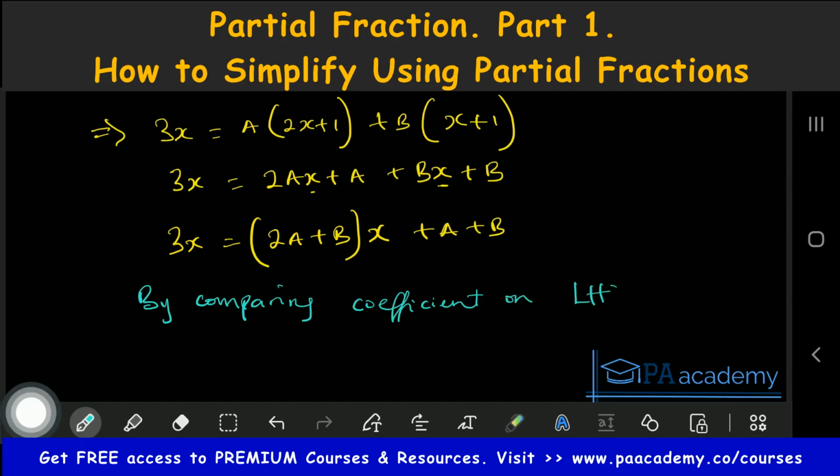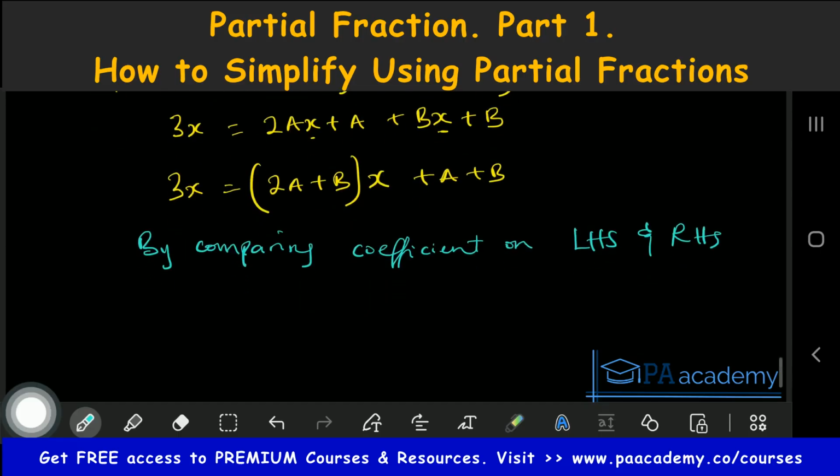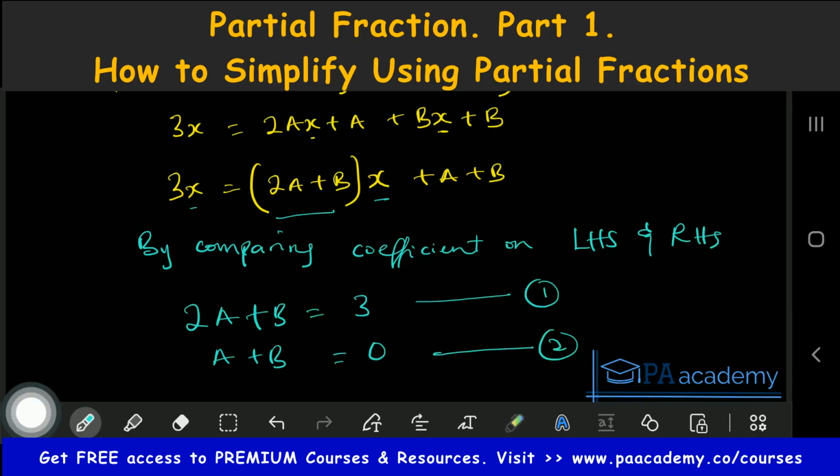on the left hand side and right hand side, we are going to be having, if you look here, we are having x and 3x here, so we can have it as 2a + b = 3. Let's take this as our equation 1. And then this a + b is not having any corresponding value here, so we just take it as a + b = 0. This will be our equation 2.